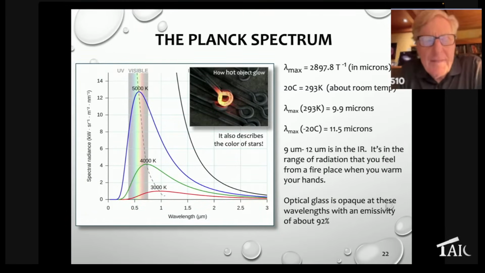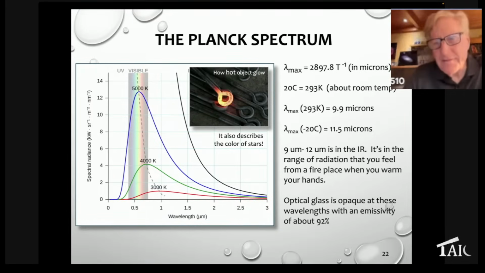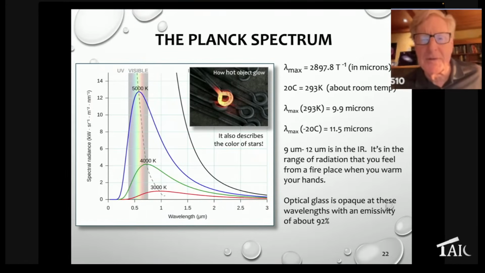And it turns out that's how we determine the colors of stars and the colors of hot objects. So just for fun, let's look at room temperature, which is around 20 degrees C. I know those of you who live in a Celsius world may think that's a little cool for room temperature, but it's close. Room temperature is 293 Kelvin. That gives you a maximum emission at about 9.9, roughly call it 10 microns.